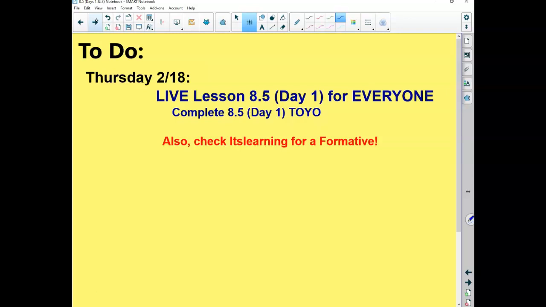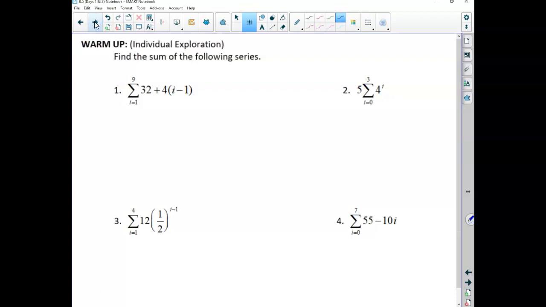8.5 day 1 try on your own, and also please make sure you submit your homework by Monday night for this week, which should be, what is it, 8.3, 4, and 5, day 1, I think. Just make sure you double check that. Also check It's Learning. There could very well be a formative assessment housed in It's Learning covering 8.1 to 8.3, all right? And after that, what we're going to do here is we're going to start with a warm-up.